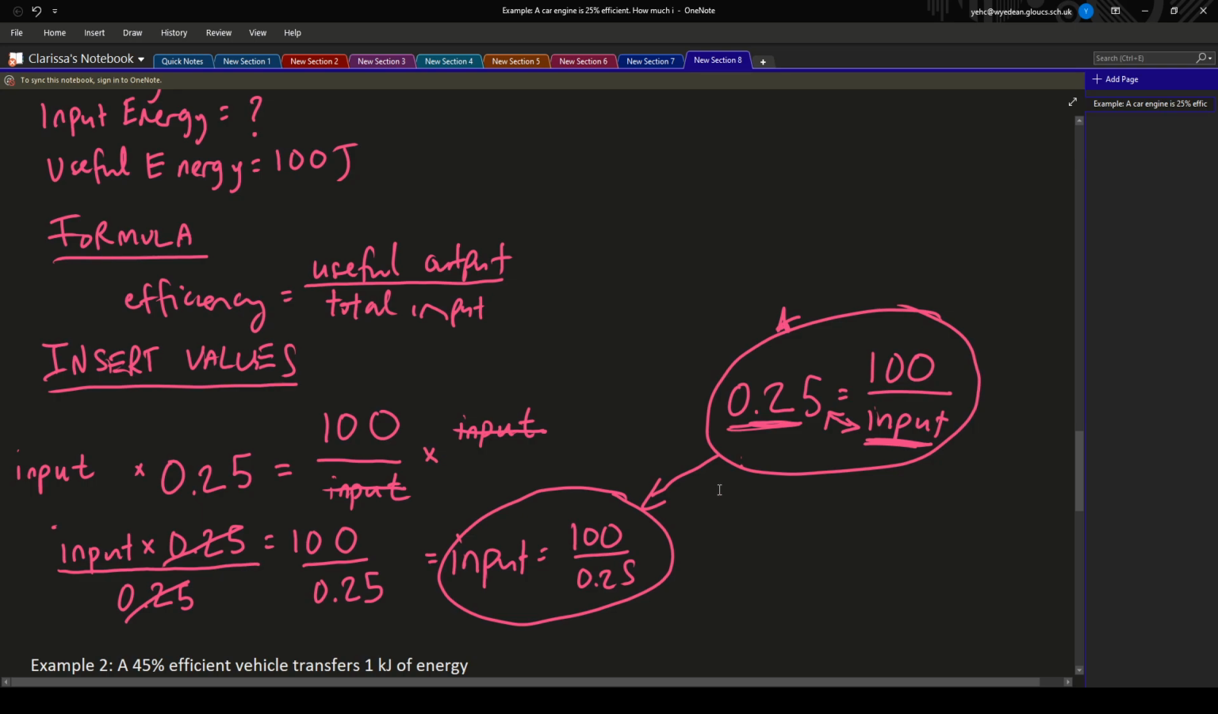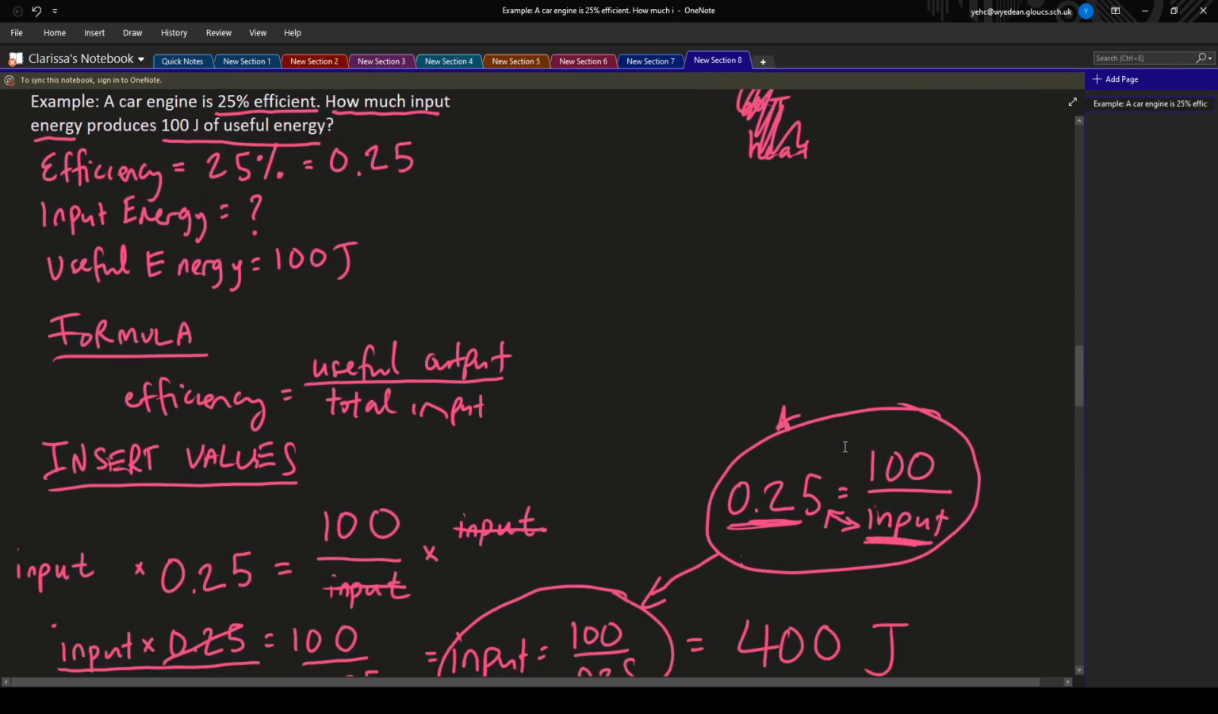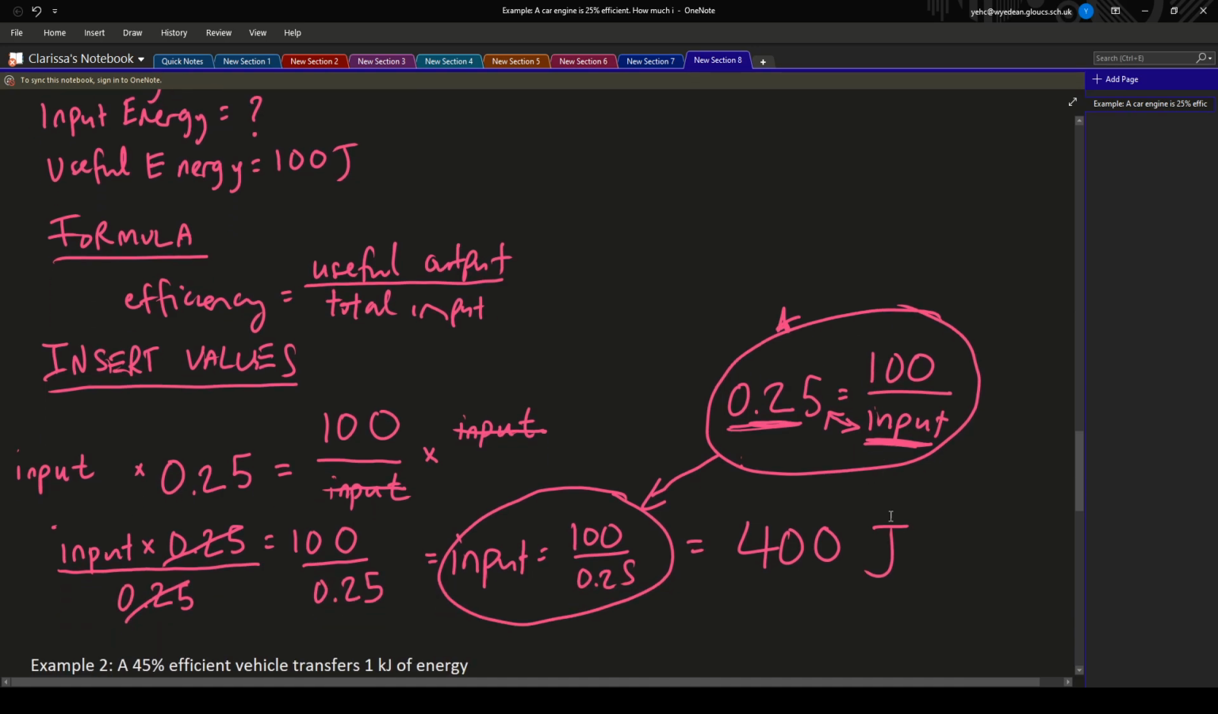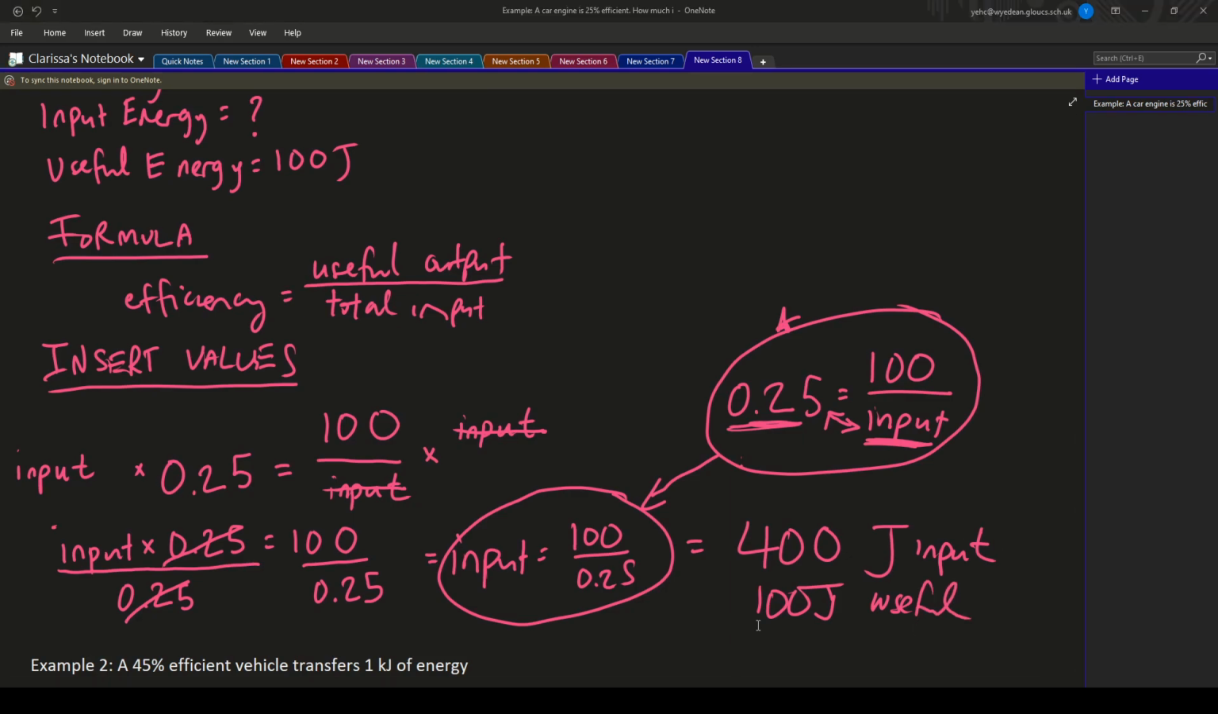Okay, and then I just open my calculator. 100 divided by 0.25, that is 400 joules. So I had 400 joules of input energy. It's 25% efficient, so that means 100 joules was useful. How much was wasted then? So this is 400 joules input. 100 joules was useful. How much was wasted?